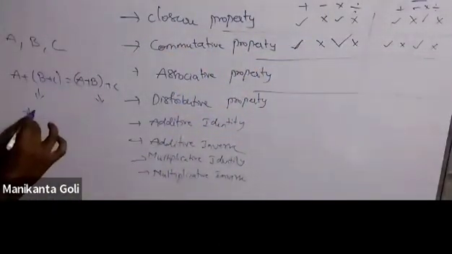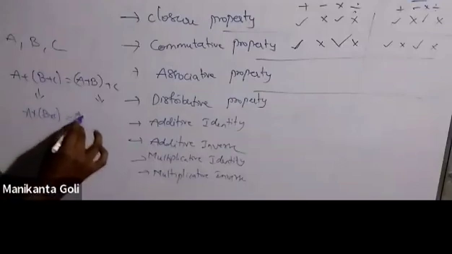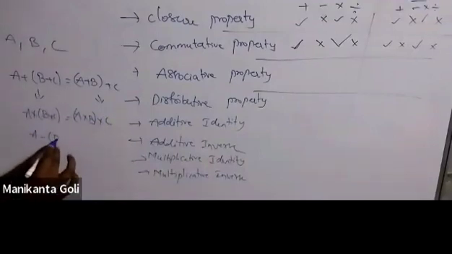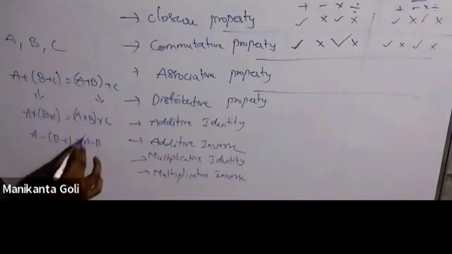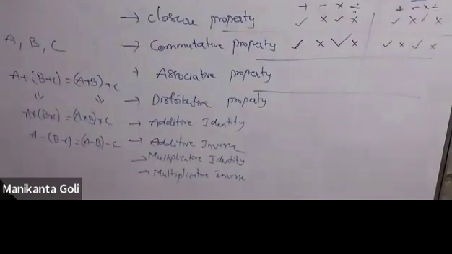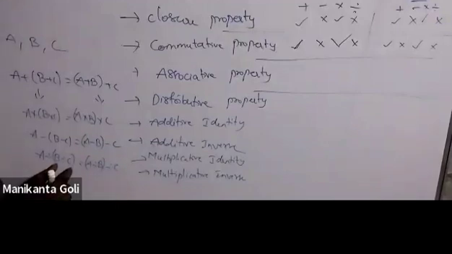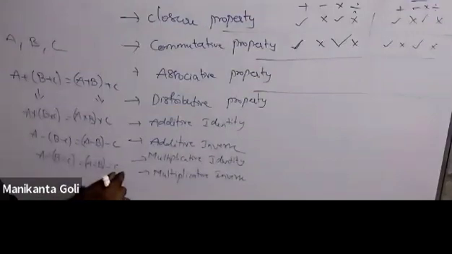For multiplication, a × (b × c) = (a × b) × c. For subtraction, a − (b − c) = (a − b) − c. For division, a ÷ (b ÷ c) = (a ÷ b) ÷ c. First we divide these two numbers and the answer is divided by this number. Likewise on the other side. If these two answers are the same, then it is satisfied under division.